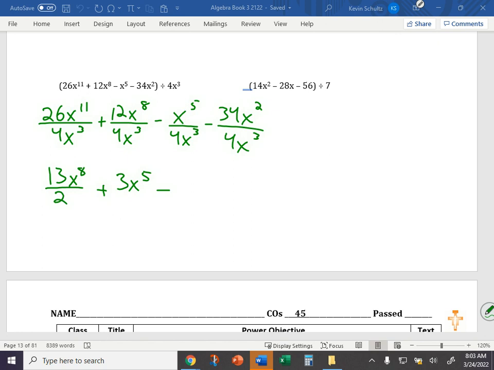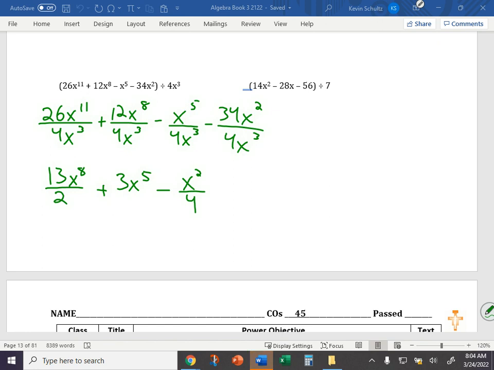Catherine? It'll be x squared over 4. If you want to write the 1 in front of the x squared, then you certainly can. There's no coefficient to simplify with that 4. We have 2 more x's up top, so x squared over 4.